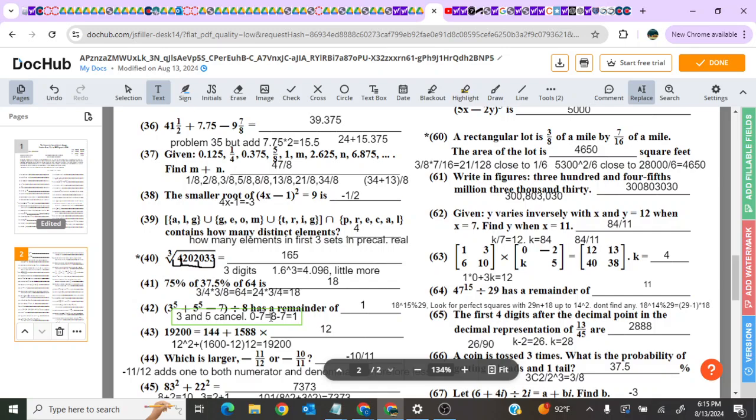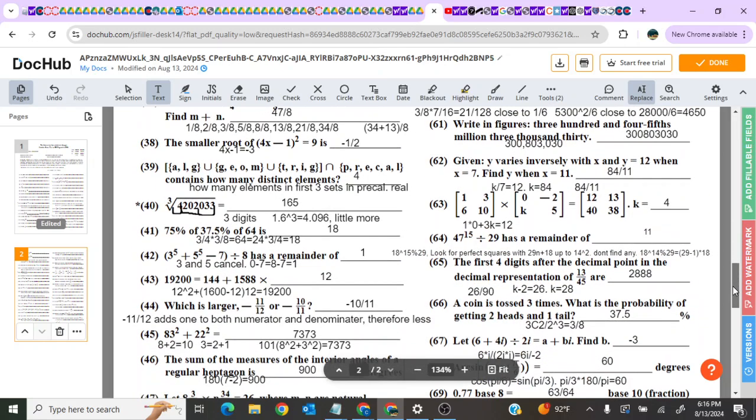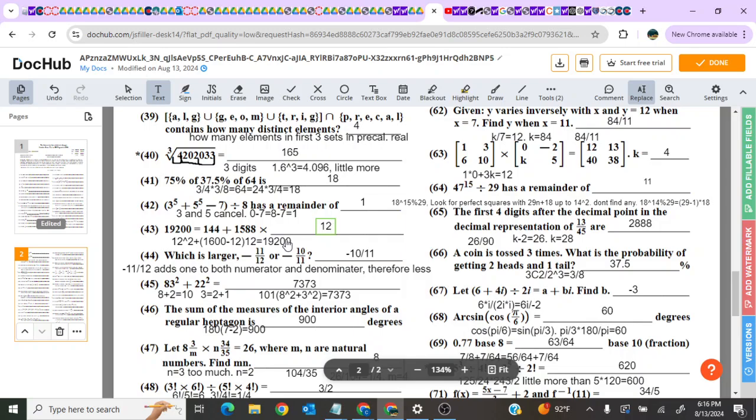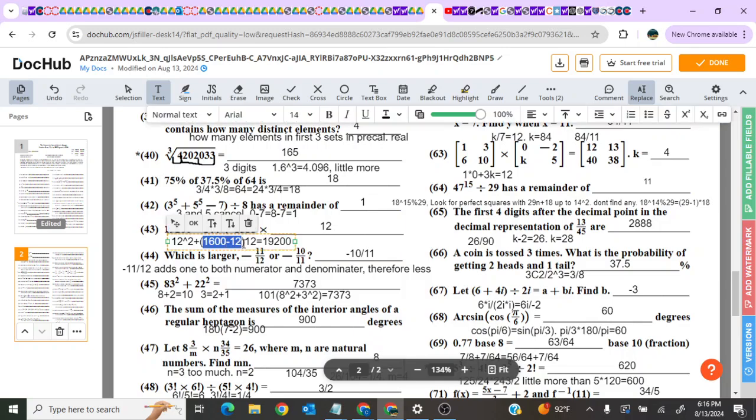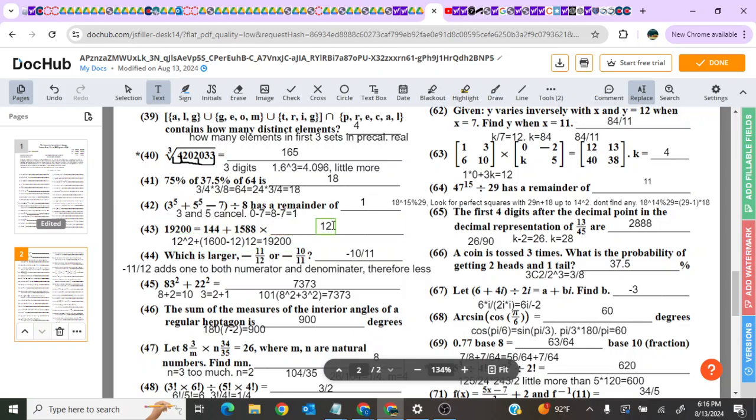43, 19200 is equal to 144 plus 1588 times what? Well, everything about this screams 12, but in case you needed more proof, you're canceling out 12 squared with 1600 minus 12 times 12. So 1600 times 12 is 19200. It should be blatantly obvious seeing this problem that they're looking for 12 though, because this is 12 squared. This is 1600 minus 12.